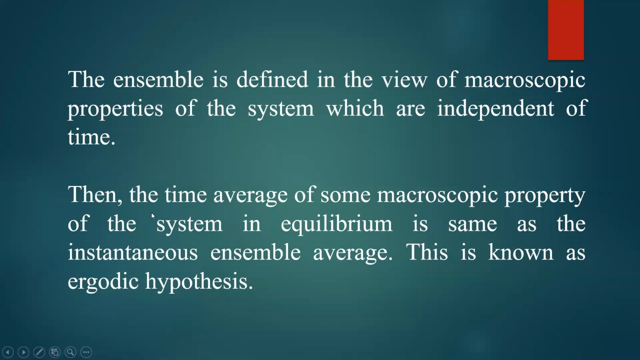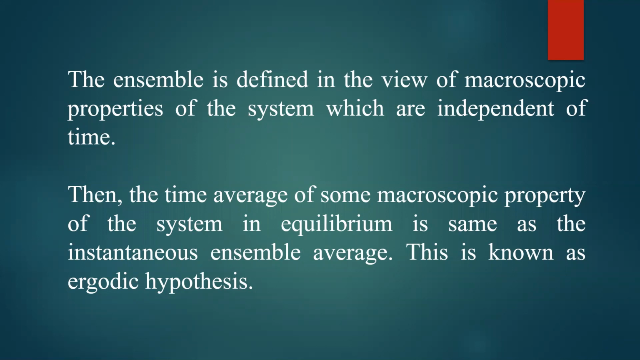Then the time average of some macroscopic property of the system in equilibrium is the same as the instantaneous ensemble average. This is called the ergodic hypothesis. If you take the macroscopic property of the system in equilibrium, that will be the same as the average value of the ensemble property. An ensemble is a collection of a large number of systems.